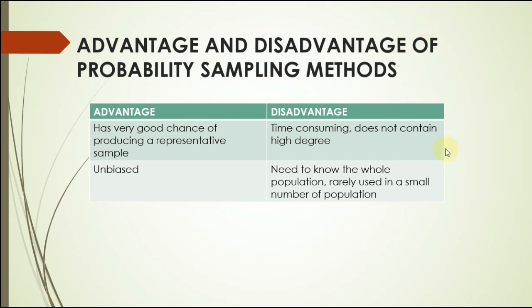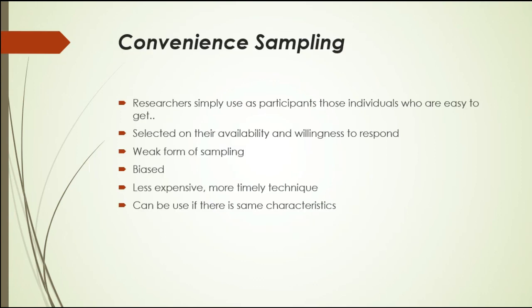Okay, so alam na natin kung ano yung probability. Now, let's move forward to non-probability sampling methods. We have convenience sampling. Researchers simply use participants, those individuals who are easy to get. Okay? Selected under availability and willingness to respond. Weak form of sampling, biased, less expensive, more timely technique. Can be used if there are same characteristics.